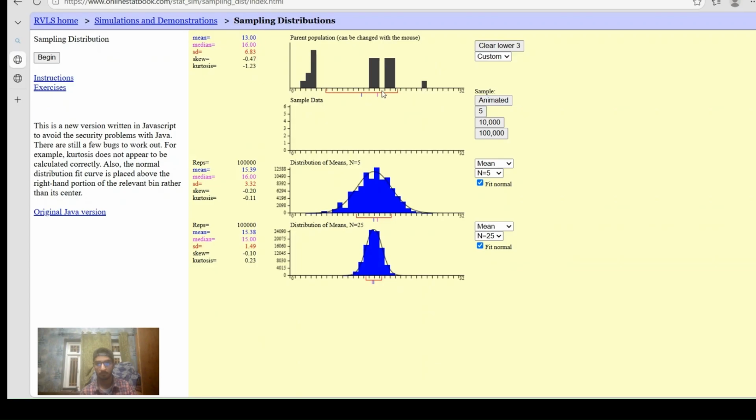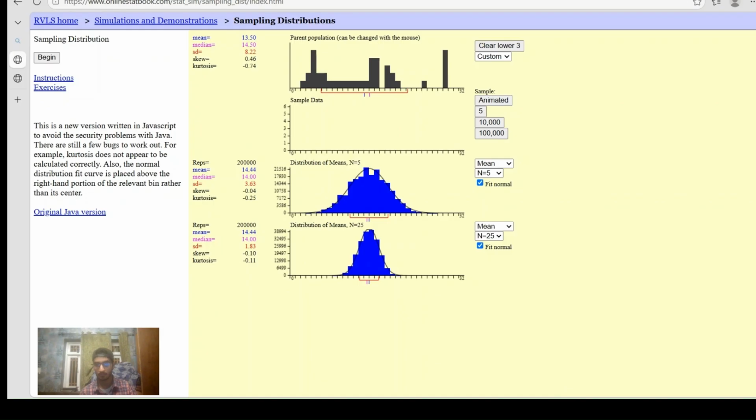To really push this theorem to its limits, let's create a crazy, custom parent population. We'll draw a totally irregular shape with multiple random peaks and valleys. Let's run a massive 100,000 samples. The middle graph, with a small sample size of 5, still shows some of those weird irregularities from the parent data. But our bottom graph? Once again, it perfectly forms a smooth, normal bell curve.